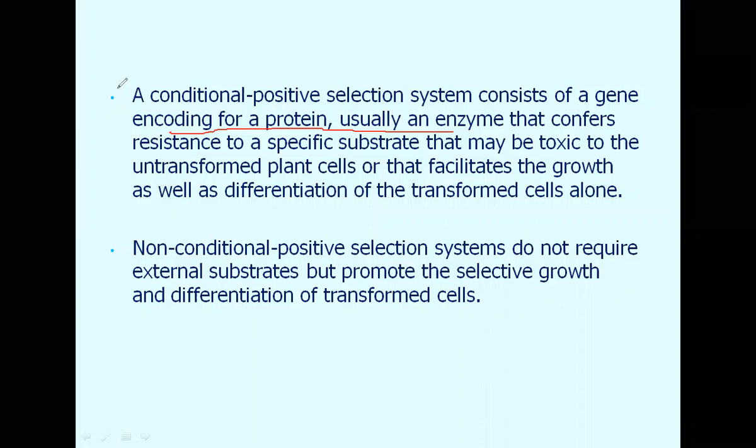So the point here is that you are using an exogenously added substrate. This is what is called conditional positive selection, vis-a-vis a non-conditional positive selection where you don't add a substrate, right? You don't add an additional substrate after the transformation process. So this is basically the difference between the two.